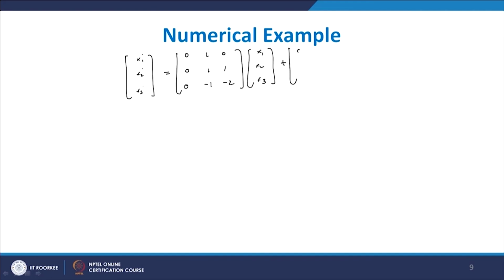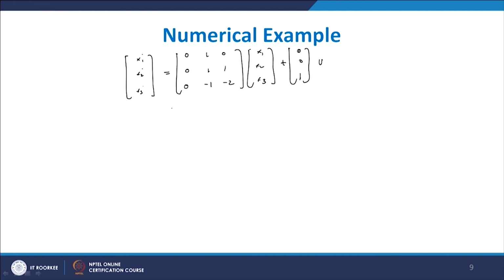So, now our example is x1 dot, x2 dot, x3 dot equal to the matrix 0, 1, 0, 0, 1, 1, 0, minus 1, minus 2, times x1, x2, x3, plus 0, 0, 1 into u.